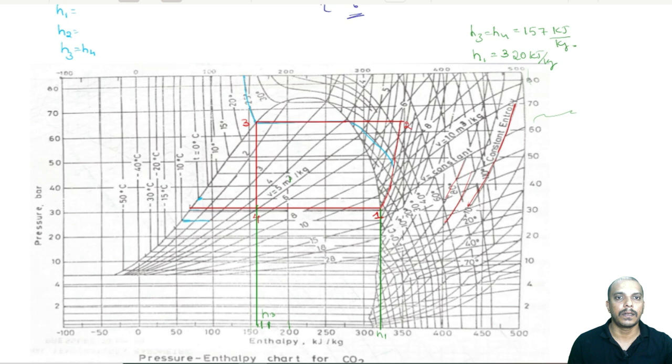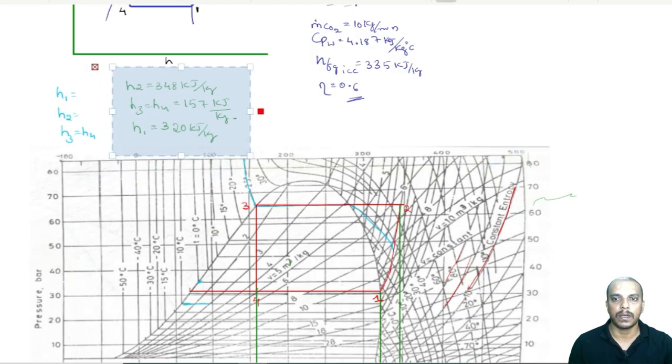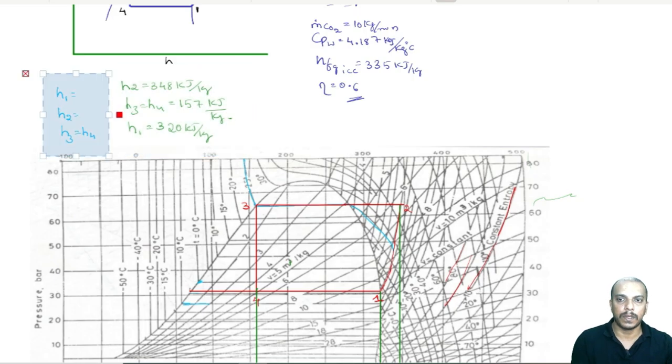Similarly, let us take H2. Now, drop a vertical line from here, close to 350, a little bit here. So, we can take H2 is equal to 348 kilojoule per kg. Now, we have all the values of enthalpies measured from the pH chart. Okay. Measured from the pH chart.